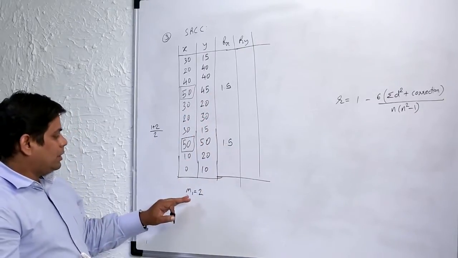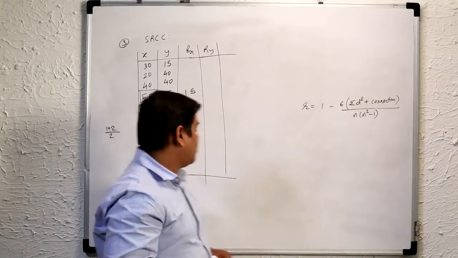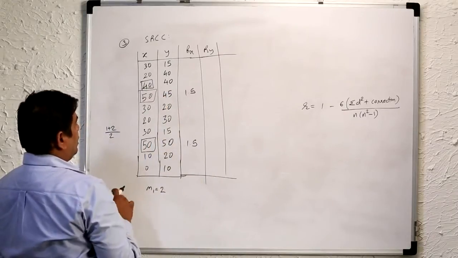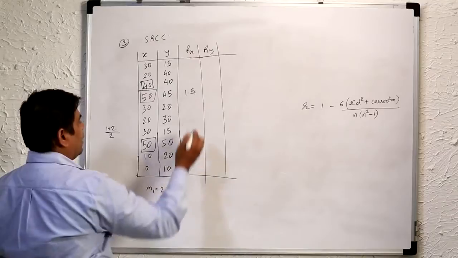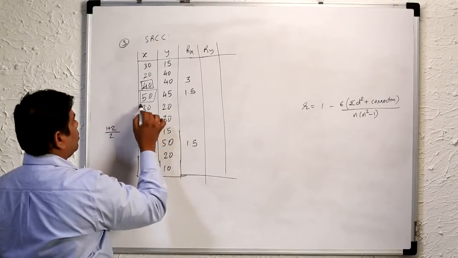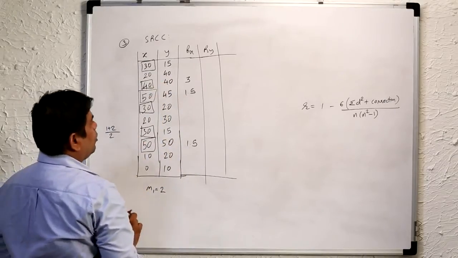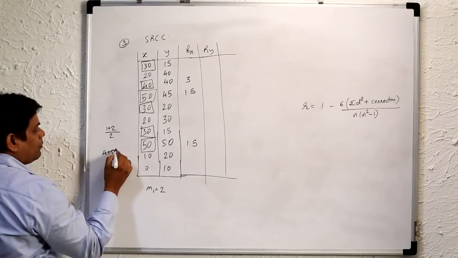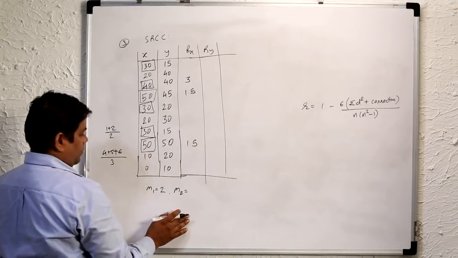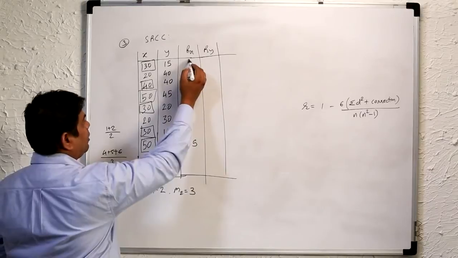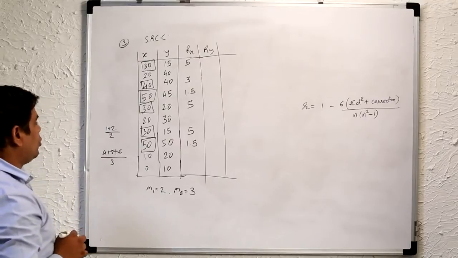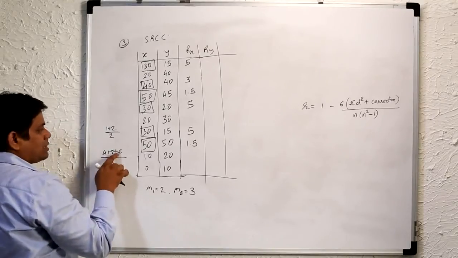Whenever it is more than one, we have to write it. That will contribute and give me the final correction. So the next is 40. To the 40 data, we are going to give not rank 1, not rank 2, but rank 3. Next is 30, three of them, so we are going to give 4, 5, 6, and the average of that is rank 5. So I am going to write M2 is 3 and we are going to give rank 5 here, rank 5 here, rank 5 here.